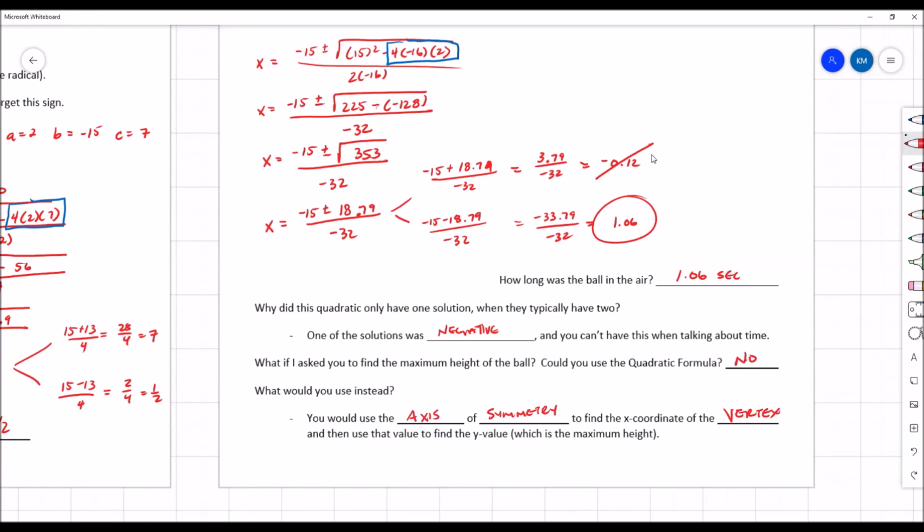And that is solving quadratics using the quadratic formula. All right, see ya.